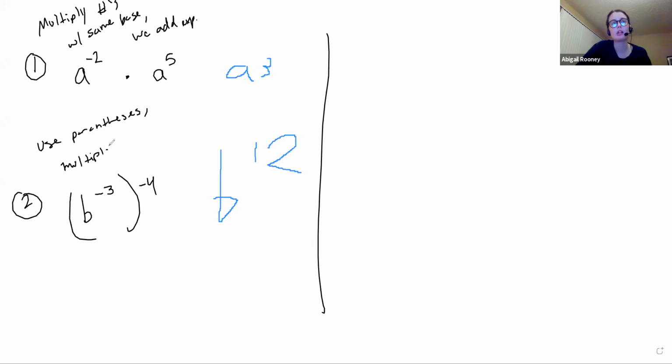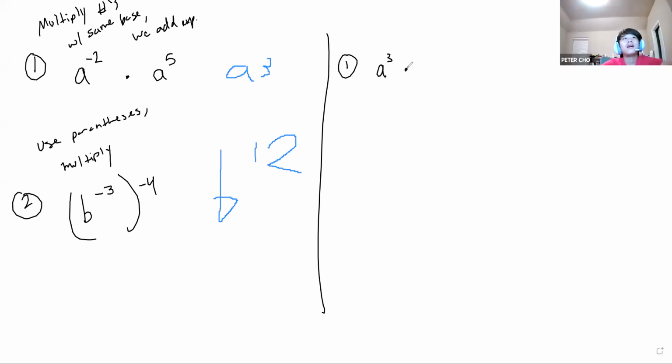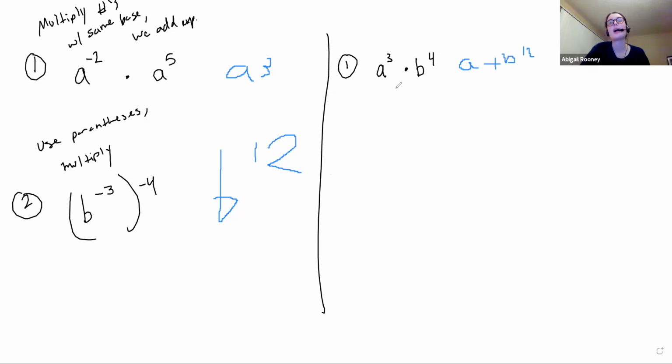Okay, so now I'm going to throw something that might be a little bit of a trick question. What if I had a to the 3rd times b to the 4th? Not quite. The reason why this is a trick question is because we can't do anything with it. We can't do anything at all.